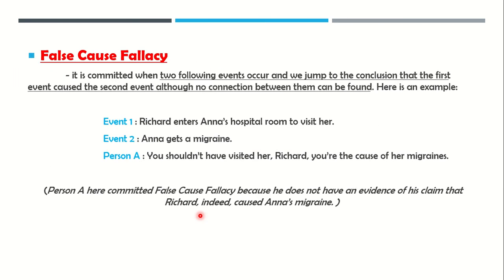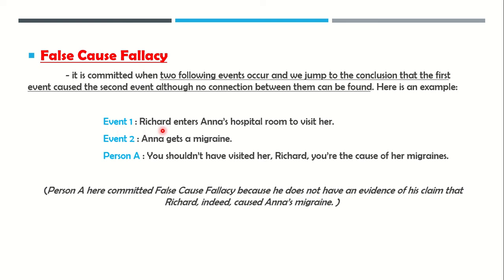The next, or the last example for the fallacies of presumption, is the false cause fallacy. So it is committed when two events occur in sequence and we jump to the conclusion that the first event caused the second event, although no connection between them can be found. So here is an example.